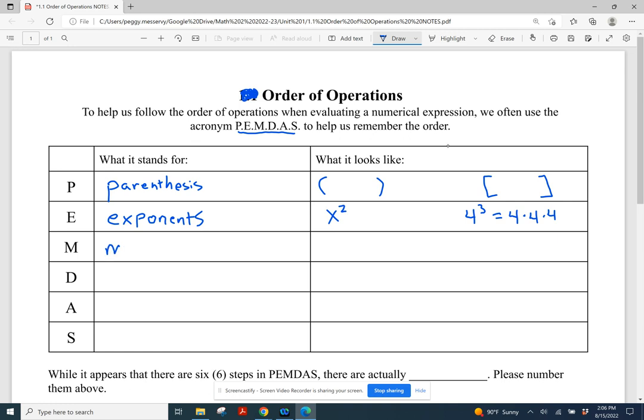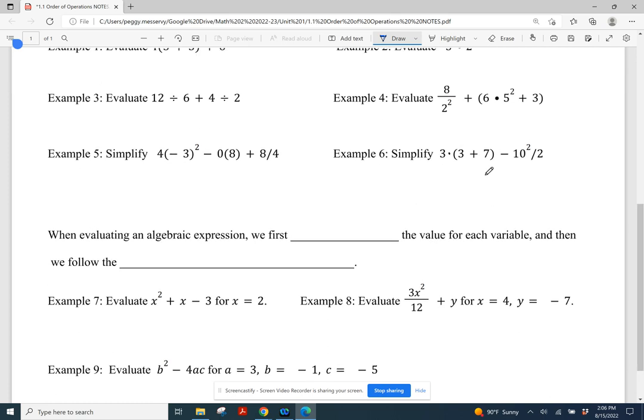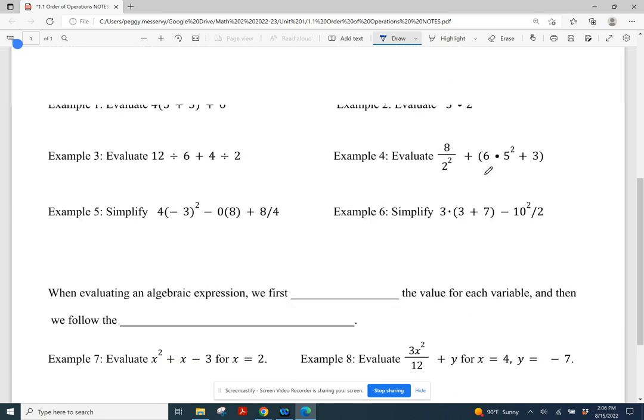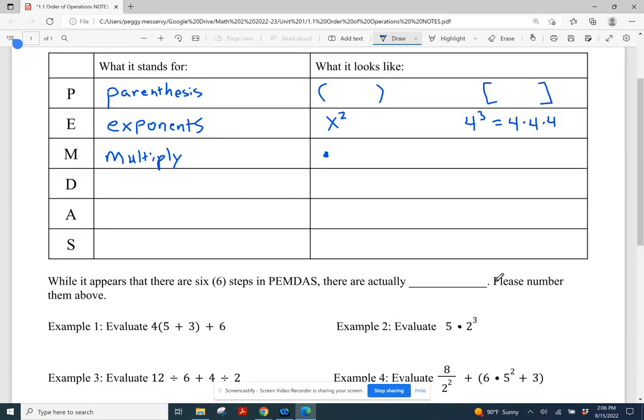M stands for multiply or multiplication. And for multiplication, we can use a dot for multiply. We'll see that down below. In fact, let me scroll a little bit. See that dot right there? That's multiplication. We sometimes use the X for the multiplication symbol, but we won't do that much in secondary math 2.